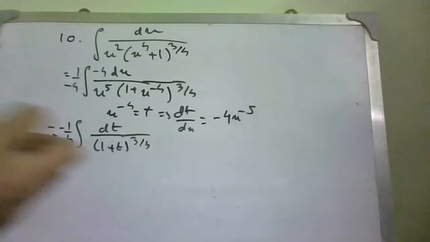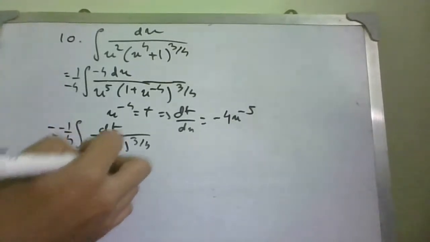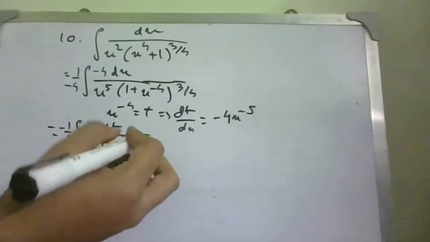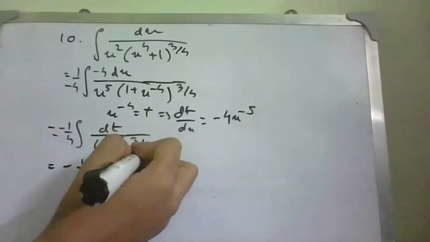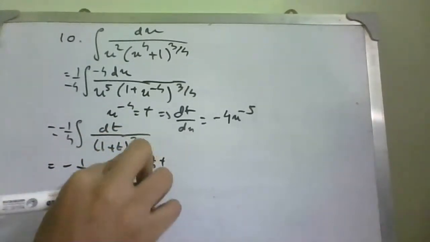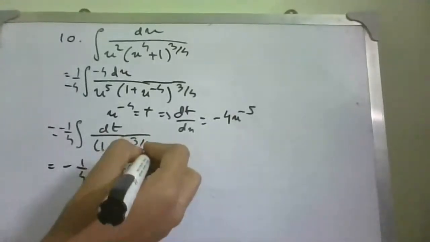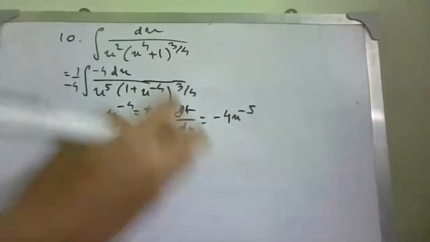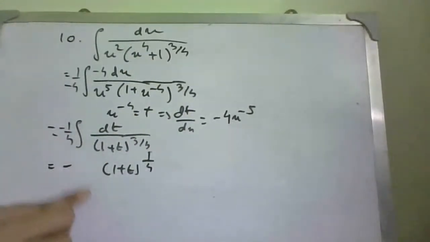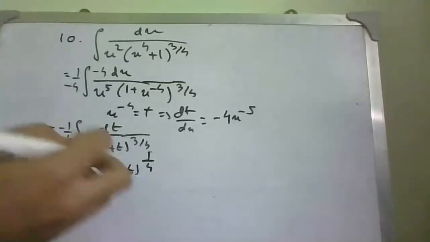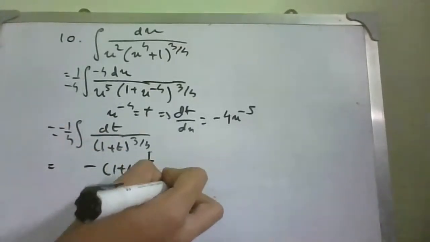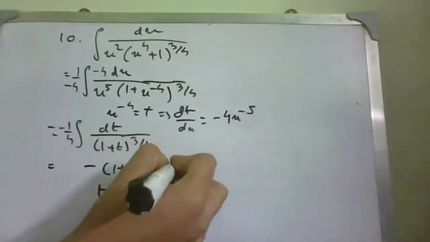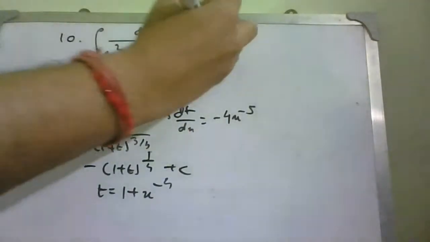Okay, so it's a pretty trivial thing now. It's 1 by 4, it's minus 3, it's (1 plus t) to the power of minus 3 by 4. So by the rule of integration, it's basically raised to minus 3 by 4 plus 1, that is 1 by 4. I guess the minus sign will be there, or will it be? And t is basically nothing but x to the power minus 4. This particular question came in 2015 JEE Mains.